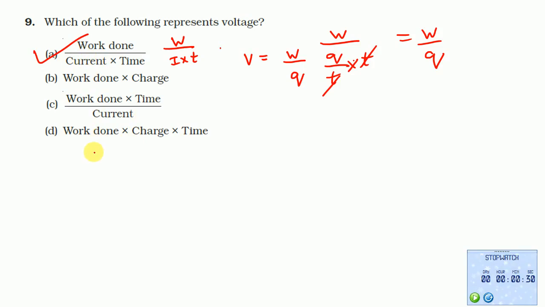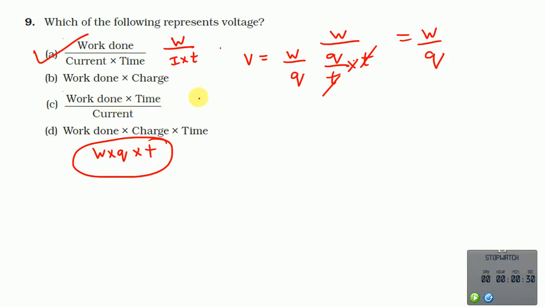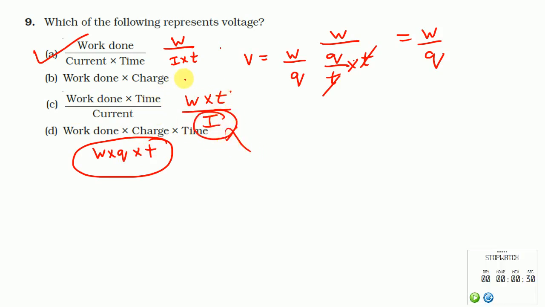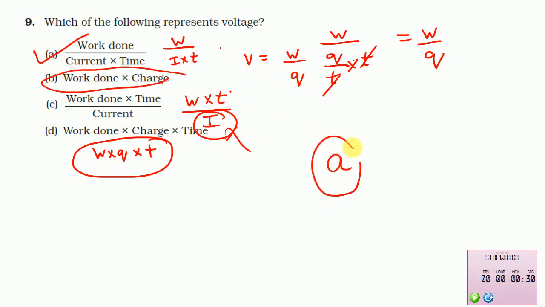Work done, W into Q into T. This is not the formula for voltage because T is extra coming up. Work done into time, so W into T by I. Neither is this, because again I is not required. Work done per unit charge is voltage. So the correct option is A. Clear? Chalo, next.